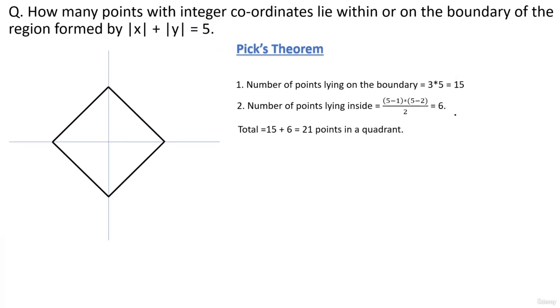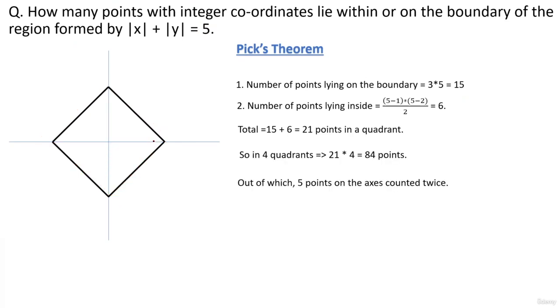Okay, now what I'll do is first plot the 21 points here in the first quadrant. And then I know that all these points will be there in the four quadrants, right? So we found 21 points in the first quadrant, here also 21, here also 21, here also 21, right? So basically we have 21 into 4, exactly 84 points in total, right?